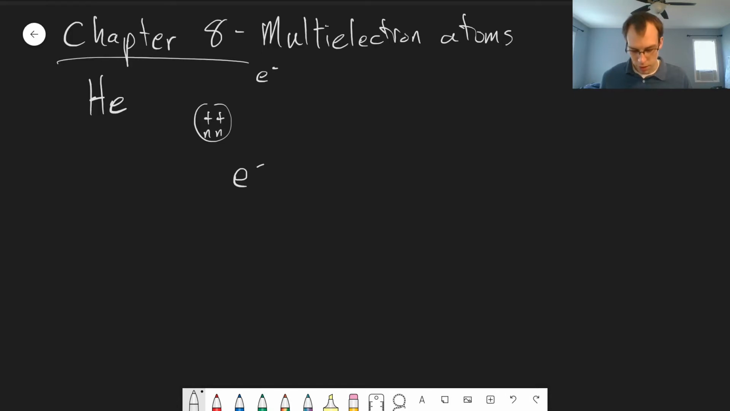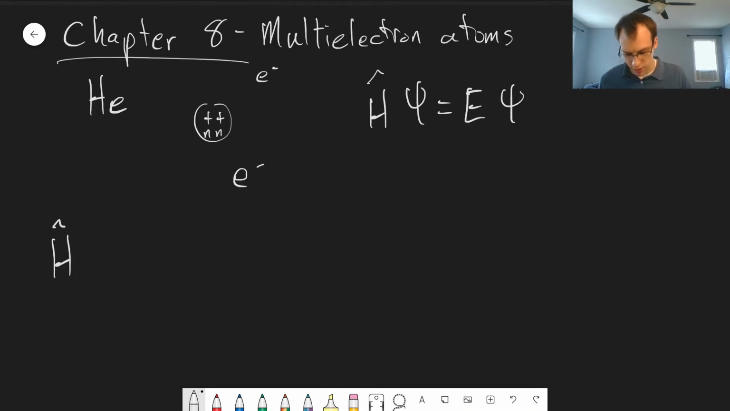And so what we want to do is write the Hamiltonian and the Schrodinger equation for helium, and then figure out how we are going to solve this. What are the methods that we can use to do this? These are going to be based on variational theory and perturbation theory, like we talked about in the last chapter. So let's go ahead and write out the Hamiltonian for helium.